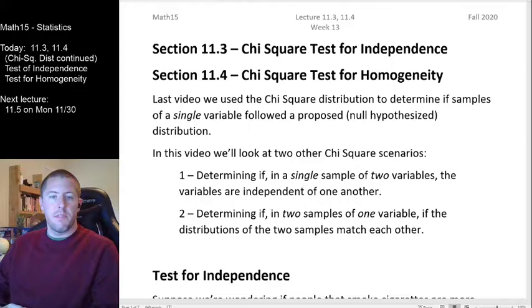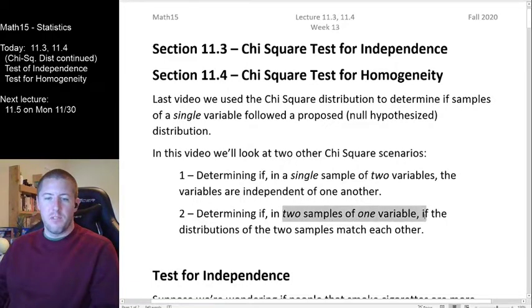In our second test for the day, our test for homogeneity, for two things to be homogeneous means to be well mixed. The prefix homo means same. And so really what we're looking for here is two samples of one variable. We are asking if over one variable, two different groups have the same distribution associated with that variable.